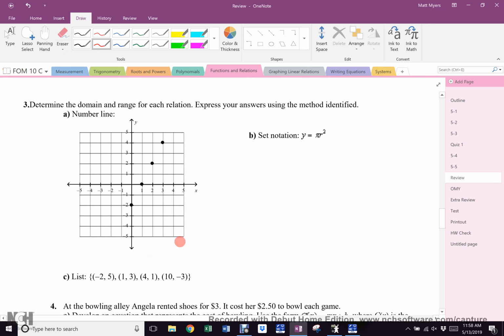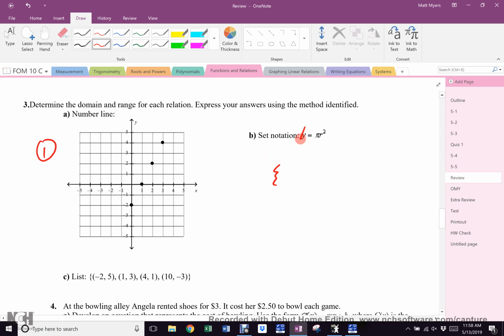So these are worth 1 each. Yes, Jenna? What if we put them both on the same number line? That's cool if you put them both on the same number line, but you would use different colors, right? Because one's domain and one's range. That's cool. Set notation, that's the squiggly lines, right? Everyone agree? Okay.